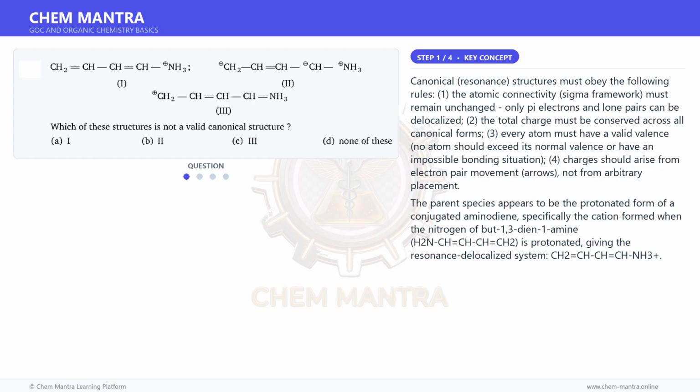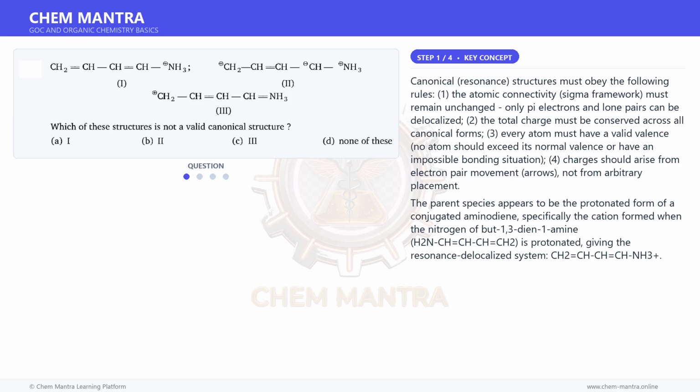1. The atomic connectivity, the sigma framework, must remain unchanged. Only pi electrons and lone pairs can be delocalized. 2. The total charge must be conserved across all canonical forms. 3. Every atom must have a valid valence. No atom should exceed its normal valence or have an impossible bonding situation. 4. Charges should arise from electron pair movement, arrows, not from arbitrary placement.